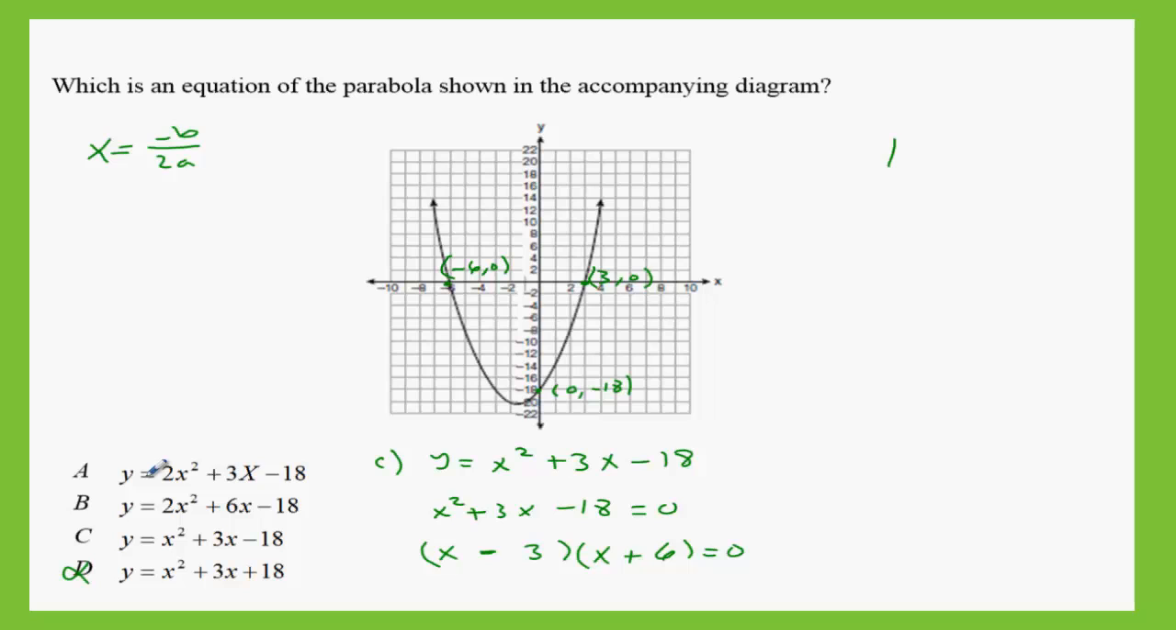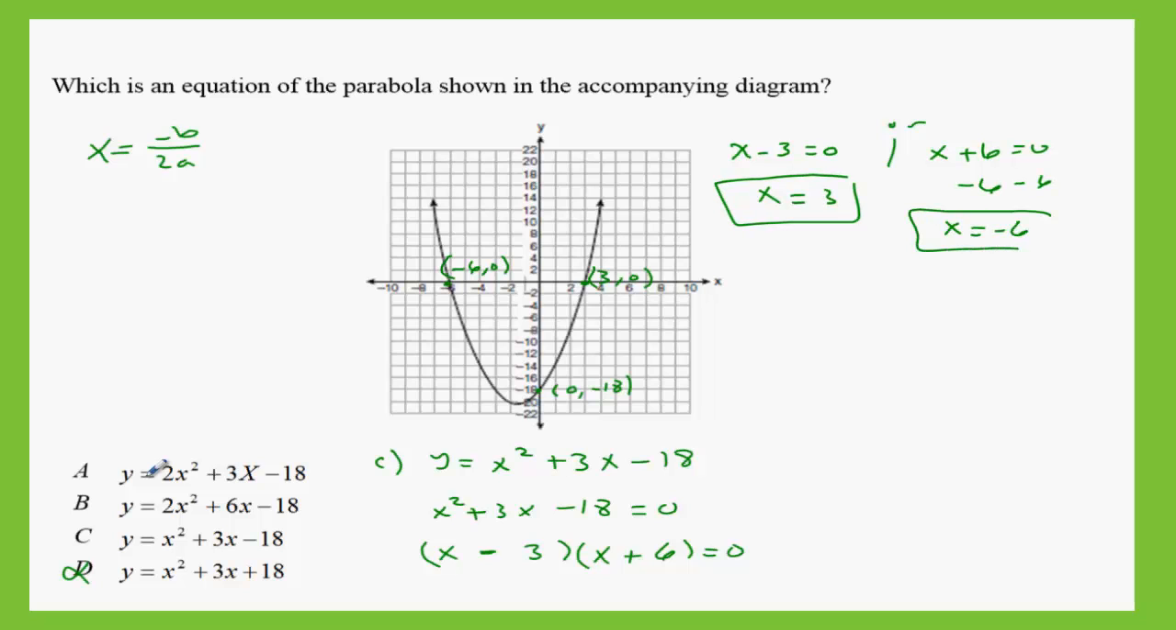Now either x minus 3 equals 0 or x plus 6 equals 0. This means x equals positive 3, adding 3 to both sides. Subtract 6 from both sides, you get x equals negative 6. And this seems like the right choice here: negative 6 and positive 3.